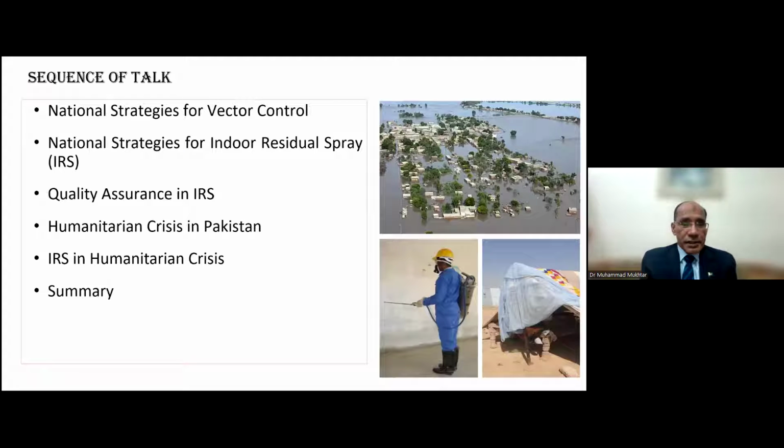Yeah, this is the sequence of my talk, that is, the agenda for the next 15 minutes. I will explain the national strategy for vector control in Pakistan and the national strategy for IRS and the quality assurance in IRS in Pakistan, and then the humanitarian crisis in Pakistan, and what is the role of the IRS to mitigate the humanitarian crisis, and then finally a summary. Please next.